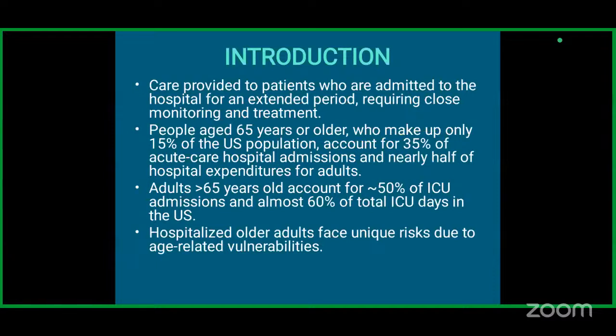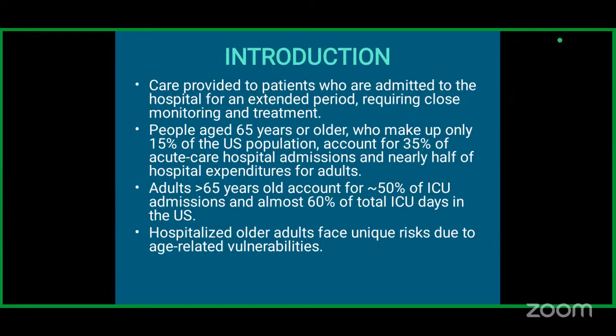A brief introduction. As I mentioned, we are going to focus on inpatient care. So we are going to talk about the care that is provided to patients who are admitted to the hospital for an extended period of time, requiring close monitoring and treatment. People age 65 years or older, also named as geriatric patients, who make up about 15% of the US population, account for 35% of acute care hospital admissions, which is more than their percentage in the population, and nearly half of the hospital expenditure for adults. And this is not because they have costly invasive procedures, but it's mainly due to the frequency of admission and the complications they are prone to during hospitalization.